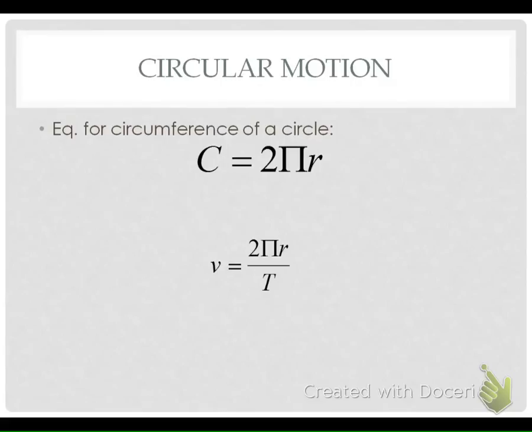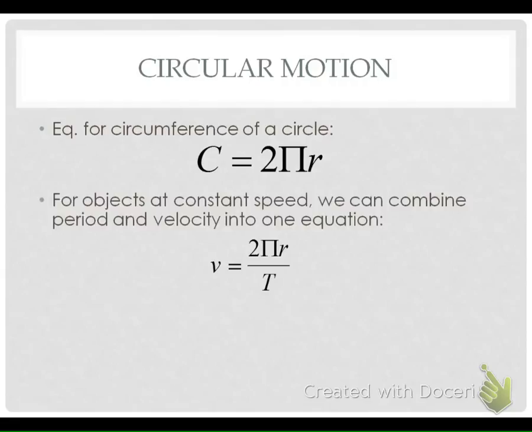Okay. This equation is for the circumference of a circle. Why do you think we would need to know the circumference of the circle? Or how far something has traveled. We need to know its distance. Okay? So we can find velocity based on this premise of distance over time, right? Velocity equals distance over time.